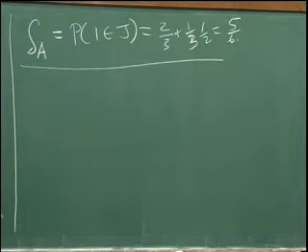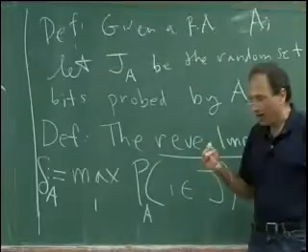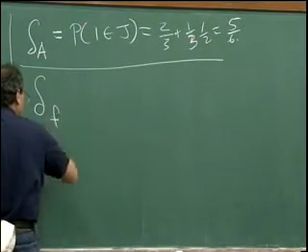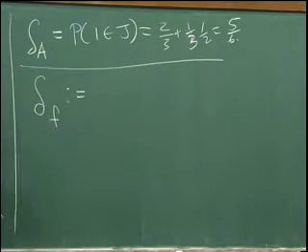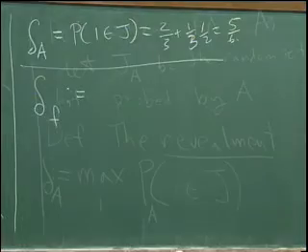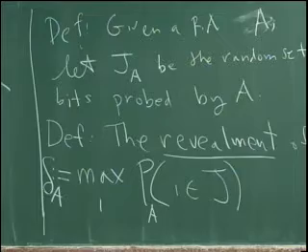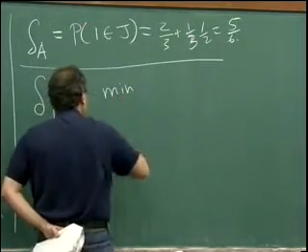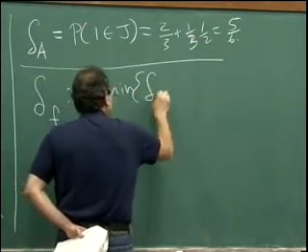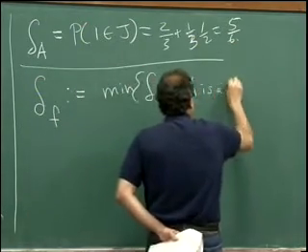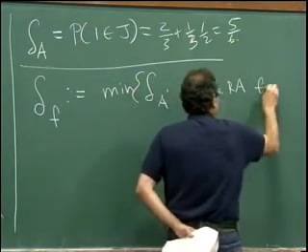We said we want to ask as few questions as possible. You would like to find an algorithm with a very small revealment. So it's natural to define the revealment of F as simply the minimum of delta A over all A, where A is a randomized algorithm for your function F.